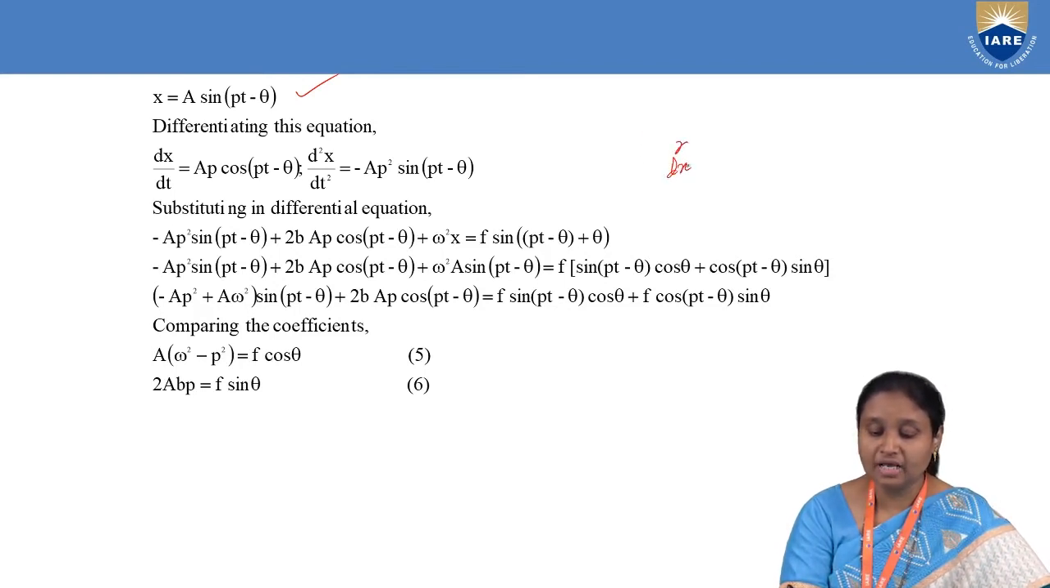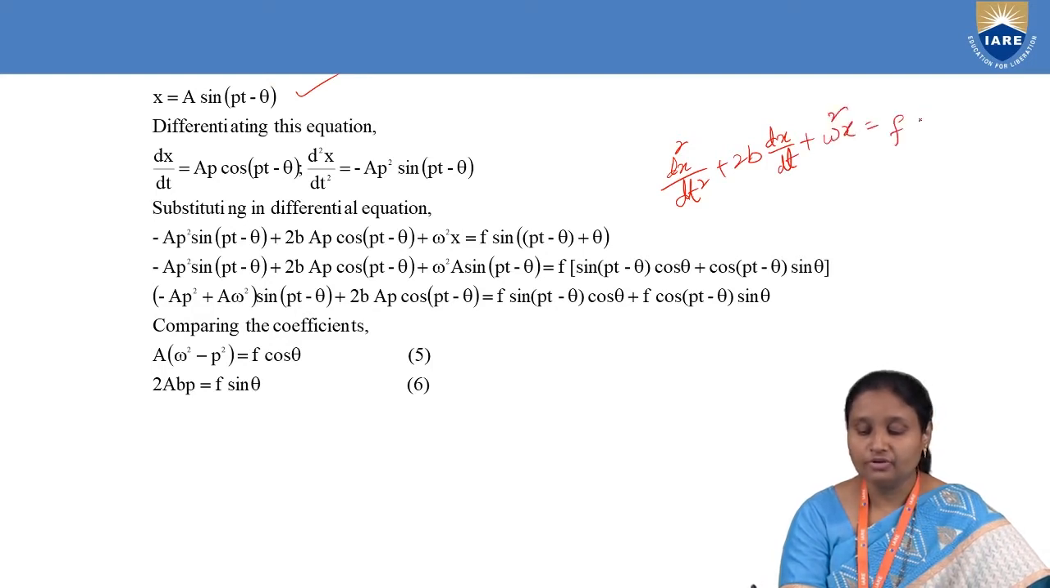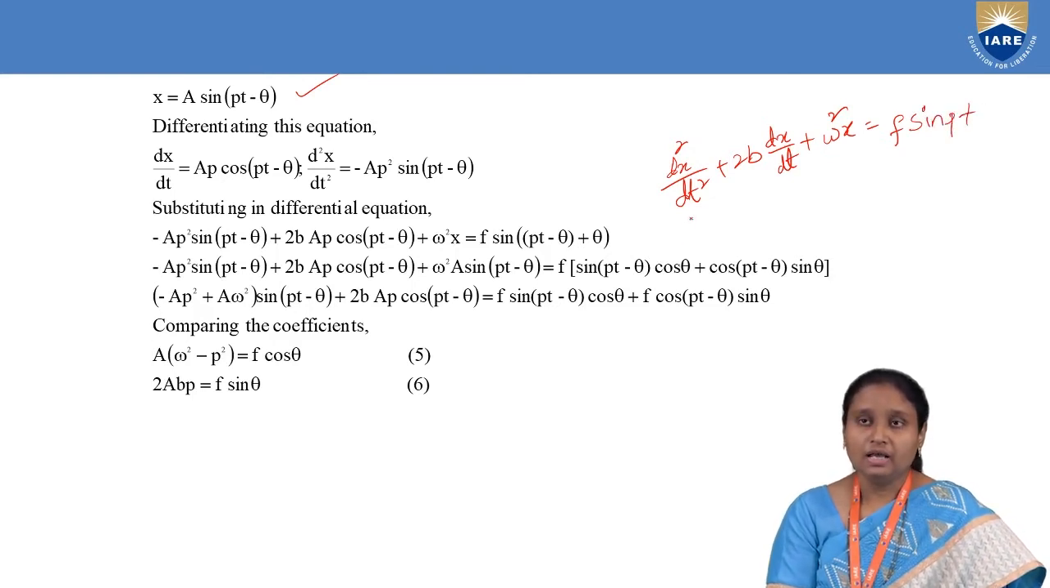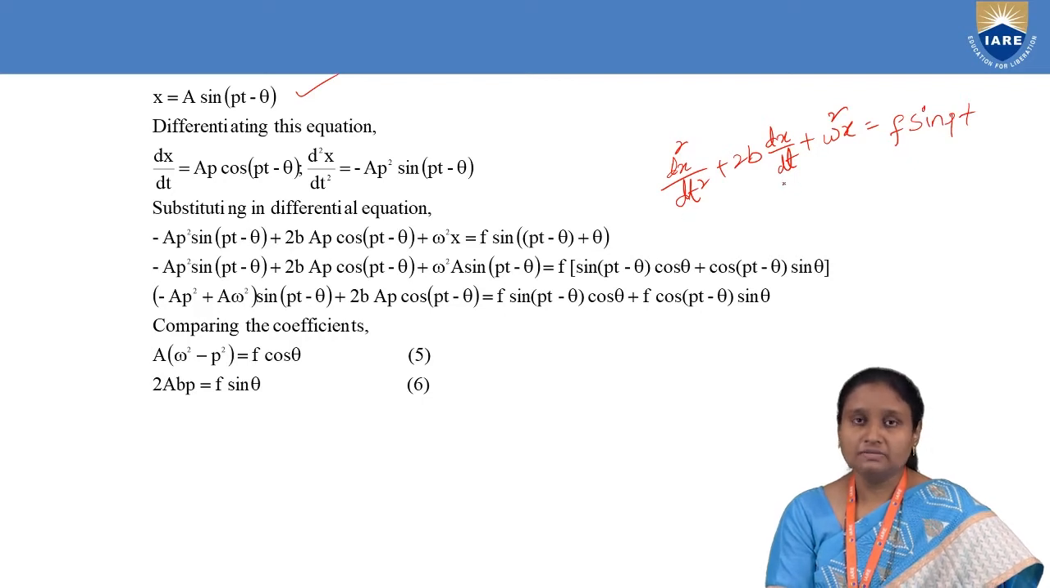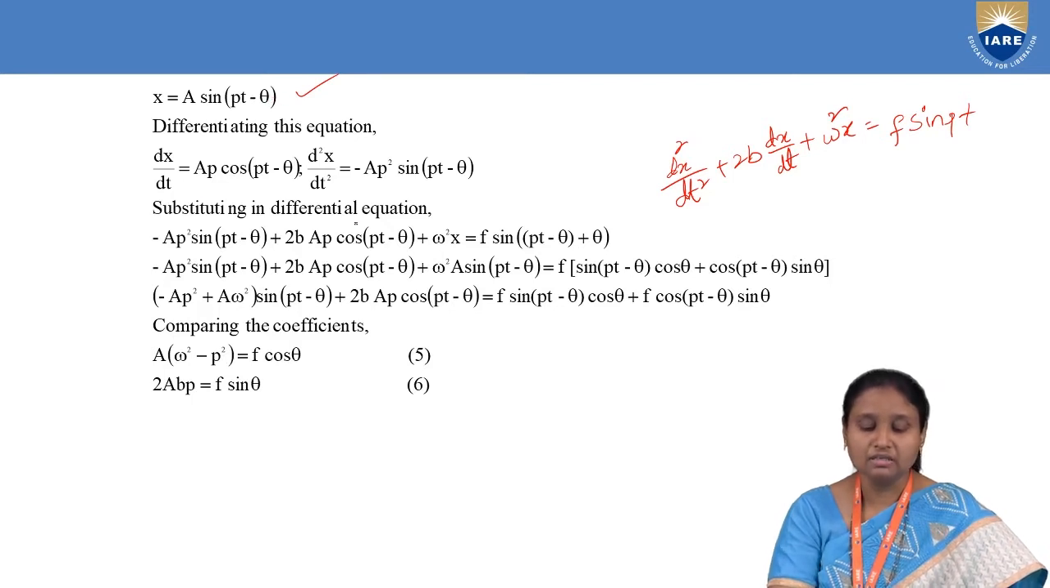d²x/dt² + 2b dx/dt + ω²x = f sin pt. This is the second order differential equation we got. Here I have d²x/dt² as well as dx/dt. So I'm going to differentiate this expression for displacement once and then twice.